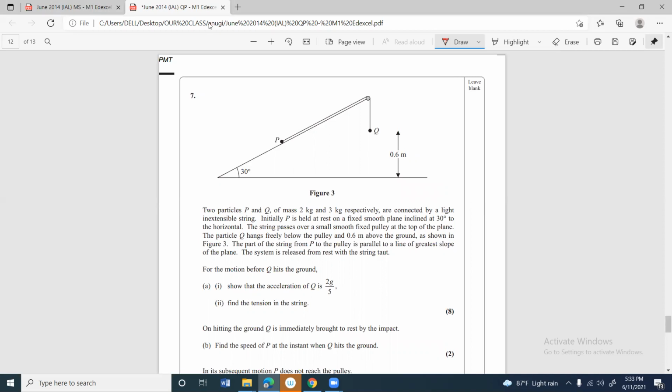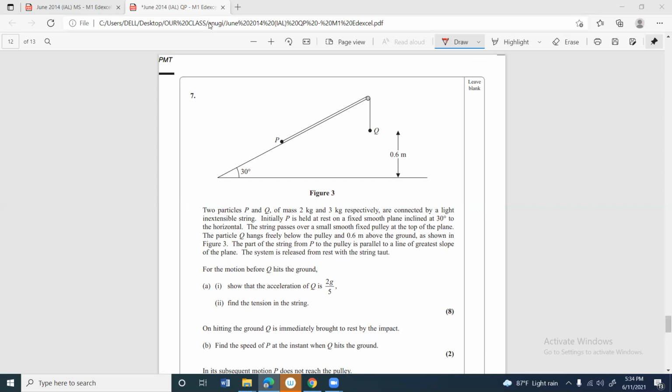Sorry. Two particles P and Q of mass 2 kg and 3 kg respectively are connected by a light inextensible string. Initially, P is held at rest on a fixed smooth plane inclined at 30 degrees to the horizontal. The plane is smooth. The particle Q hangs freely below the pulley, 6 meters above the ground, as shown in figure 3. The part of the string from P to the pulley is parallel to the line of greatest slope. For the motion of Q before it hits the ground, show that the acceleration is this, and the tension of the string is, we have to find it.